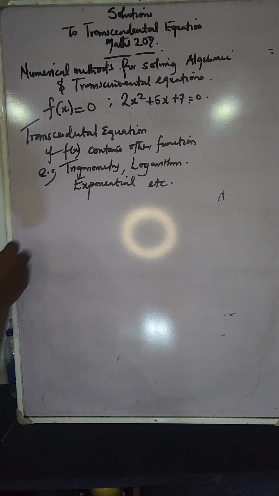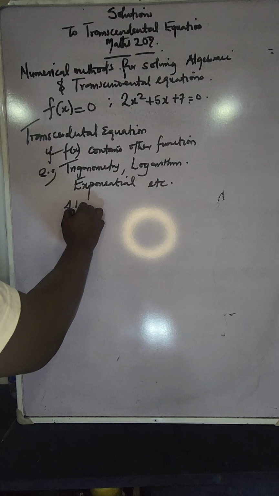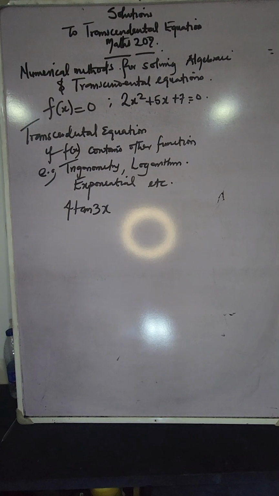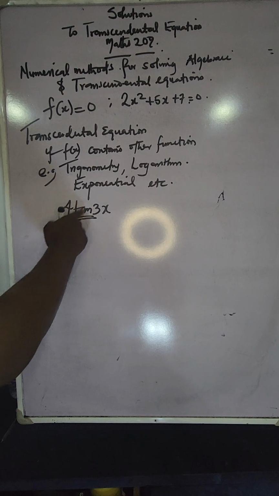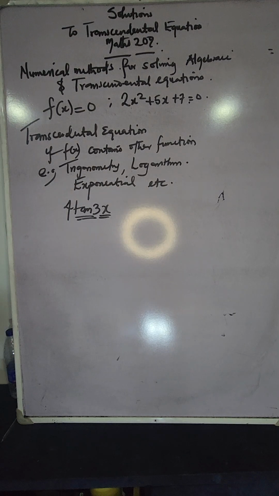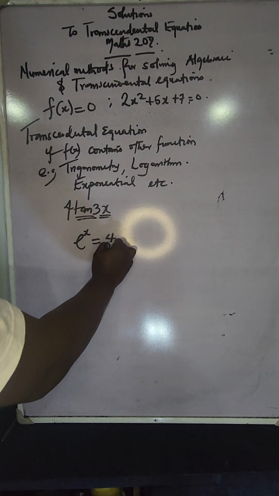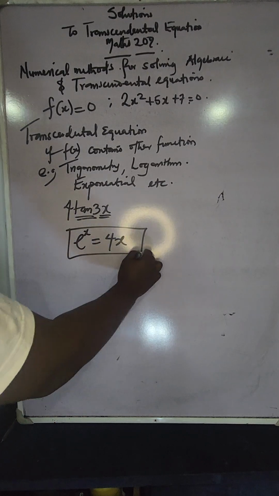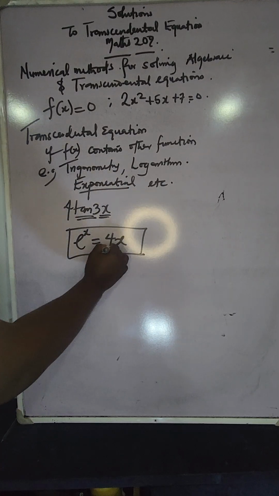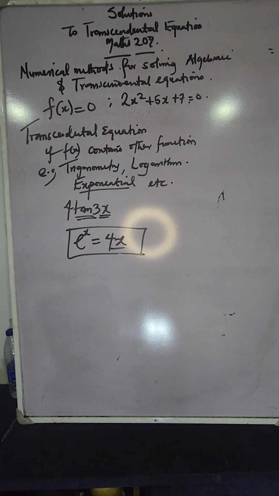So for example, if we have 4 tan 3x, it is a transcendental function. Why? It already contains a trigonometric function, and it also contains algebra. When we have something like e to the power of x equals 4x, this is a transcendental function. Why? It contains an exponential and also algebra. So when an equation contains other functions, we say that this equation is classified as a transcendental equation.